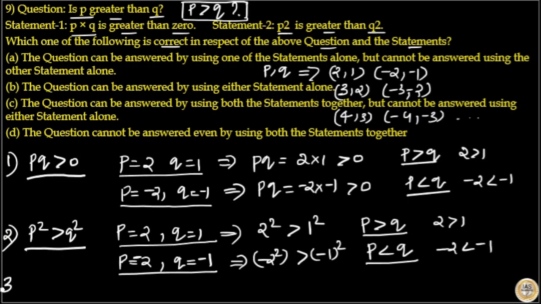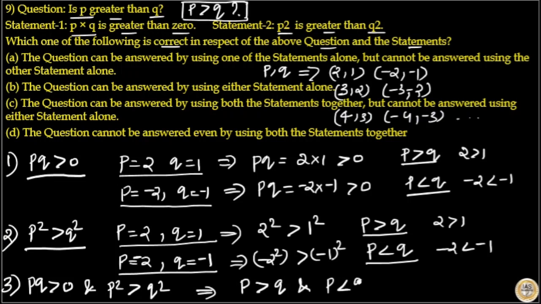So if you use both the statements together, that is PQ is greater than 0 and P square greater than Q square, P can be greater than Q as well. P can be less than Q. So we cannot determine P is greater than Q using both these statements together. So the question cannot be answered even using both the statements together. So option D is your answer.